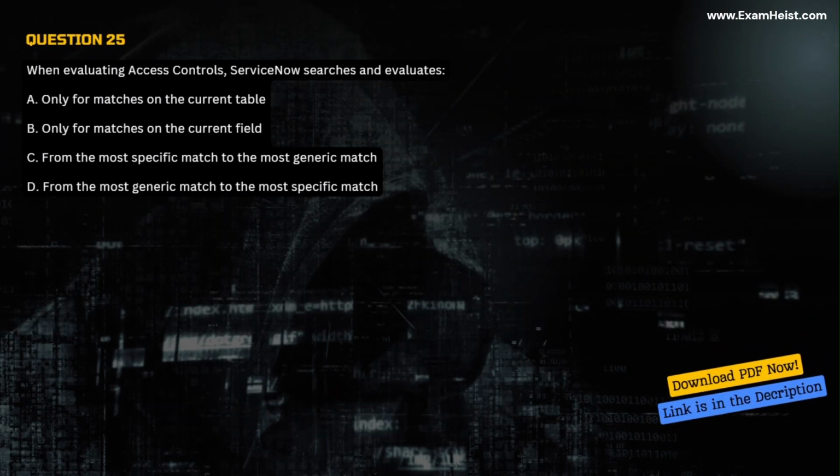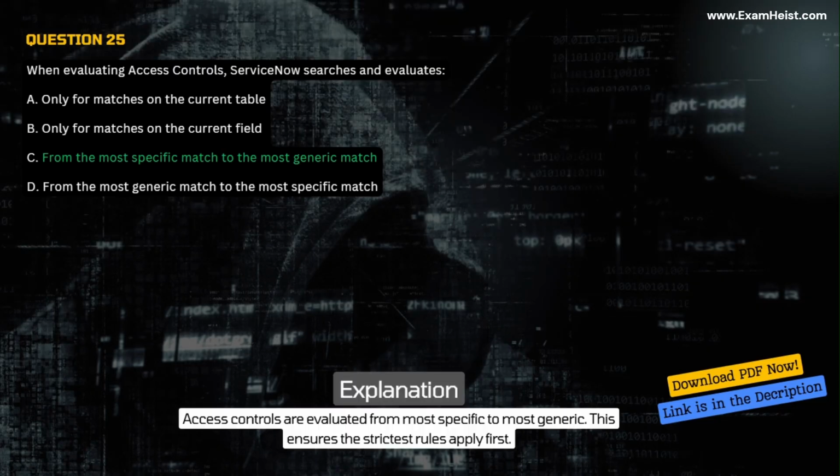Question 25. When evaluating access controls, ServiceNow searches and evaluates A. Only for matches on the current table. B. Only for matches on the current field. C. From the most specific match to the most generic match. D. From the most generic match to the most specific match. Correct answer, C. From the most specific match to the most generic match. Explanation. Access controls are evaluated from most specific to most generic. This ensures the strictest rules apply first.